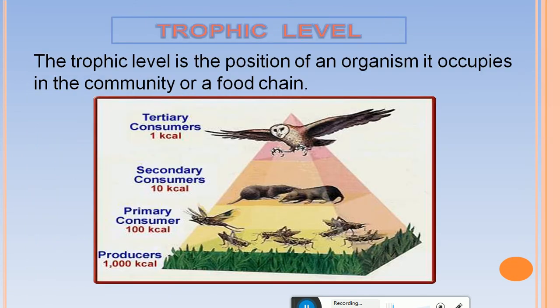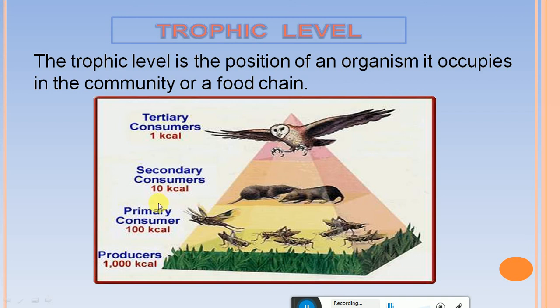So for the different levels, we call them trophic levels. The trophic level is the position an organism occupies in the community or a food chain. As you can see in this pyramid, the tertiary consumers will have 1 kilocalorie of energy, while the producers will have 1000 kilocalories of energy. As you go up the trophic levels, the energy starts to decrease.